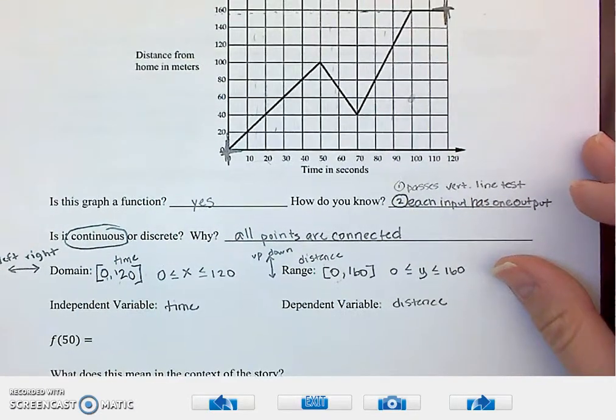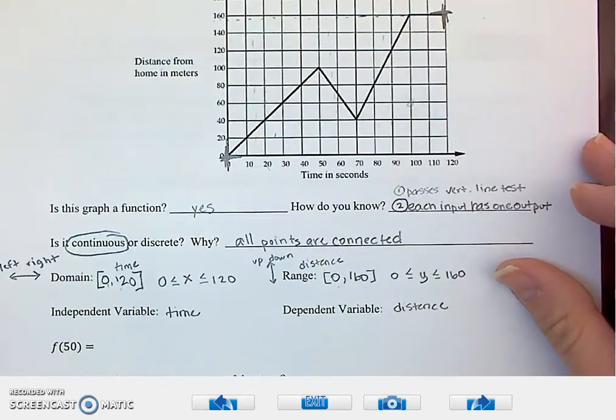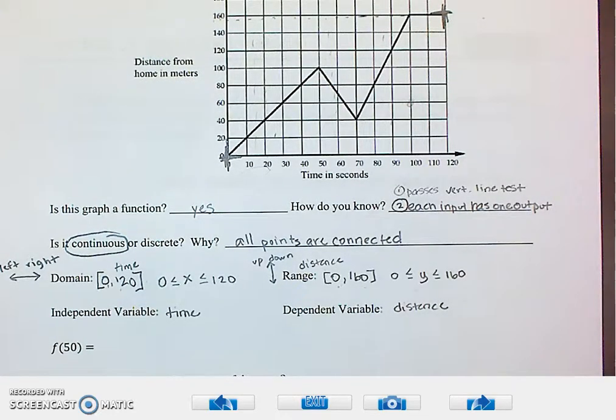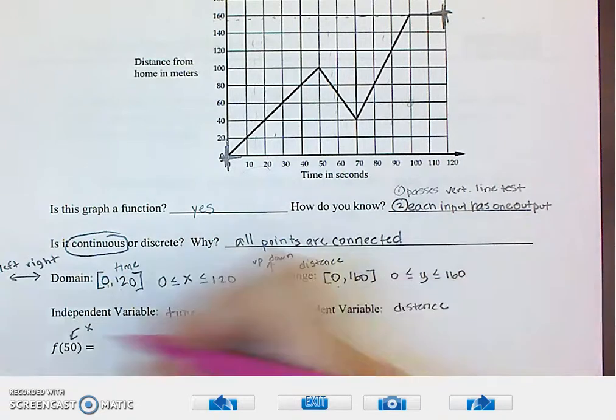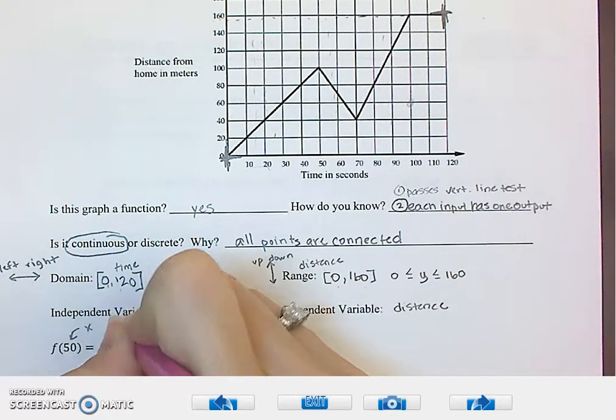The next question says f of 50. So remember, this is function notation. This takes us back to, I think, 4.3. And in function notation, this guy here is your x. So this question is basically asking for your y.